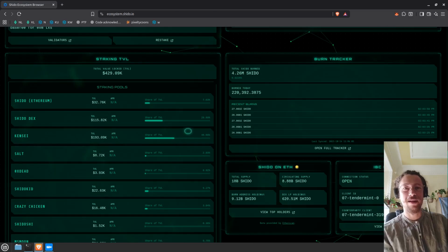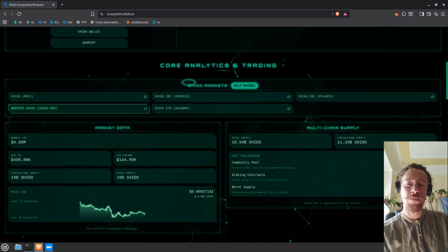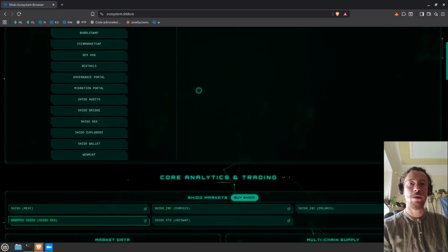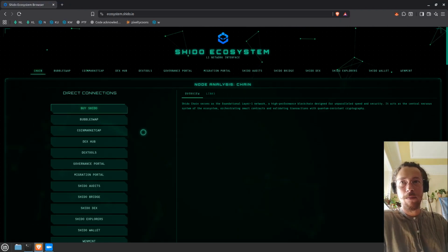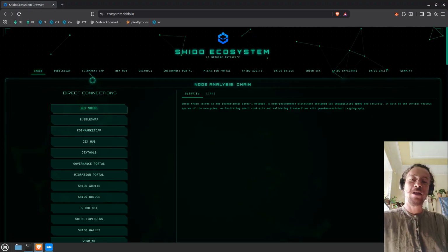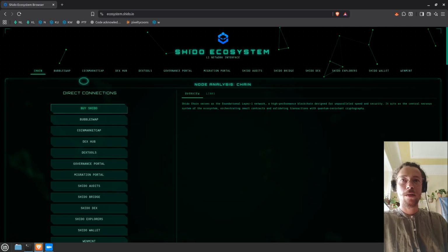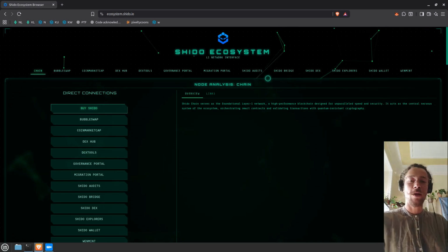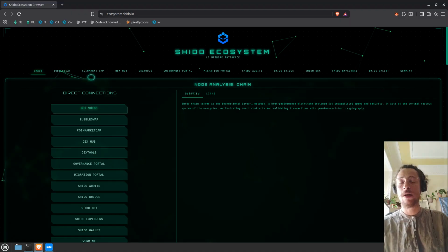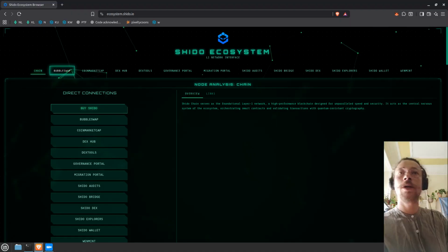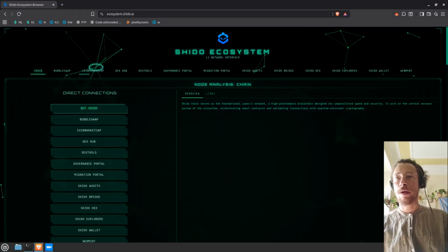One thing from the interface that I really enjoy is the effect of the mouse. Seems like dragging a little bit, and seems a little bit weird to use at first, but once you learn to control it, it's quite convenient. And at this webpage, Shido ecosystem, you can pretty much find all the information about Shido.